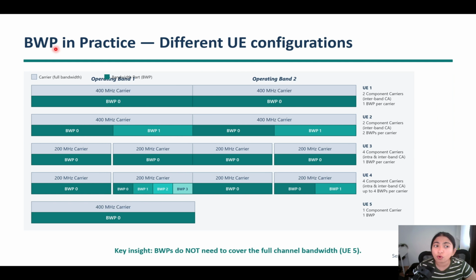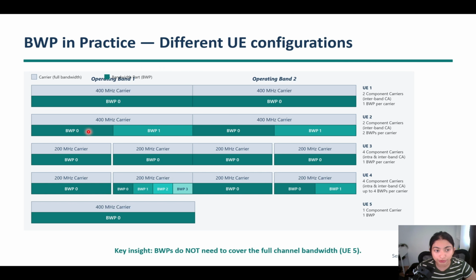Now let me walk you through a couple of UE configurations where different bandwidth part configurations are used. So let's say that the base station is using two 400 megahertz RF carriers through carrier aggregation. So UE1 is the simplest. This is the first row. So this UE1 uses one carrier and one bandwidth part, which is covering the entire 400 megahertz bandwidth.